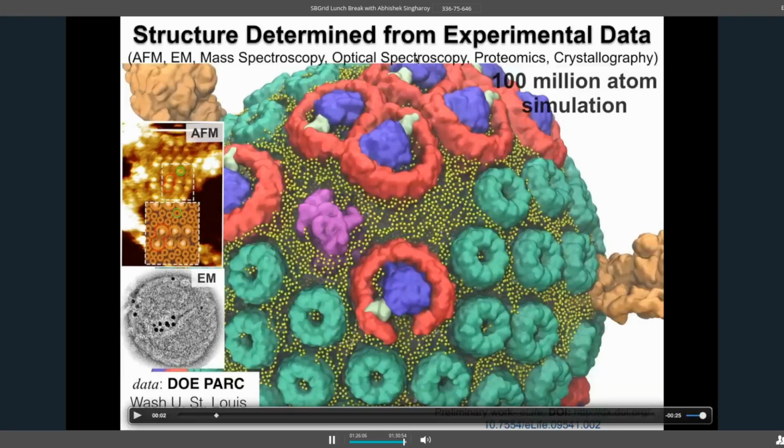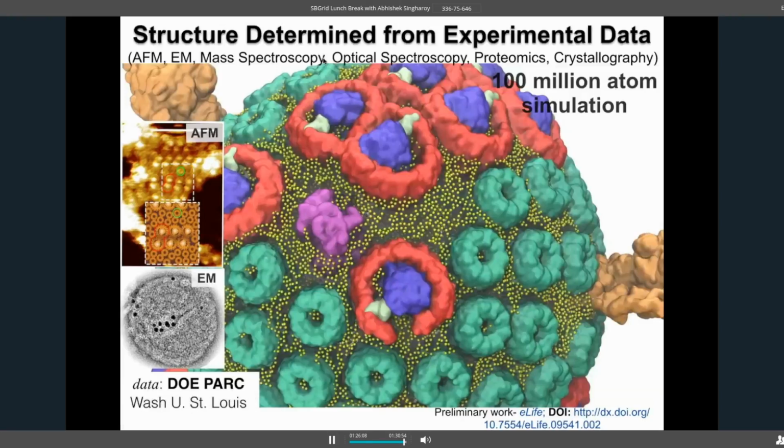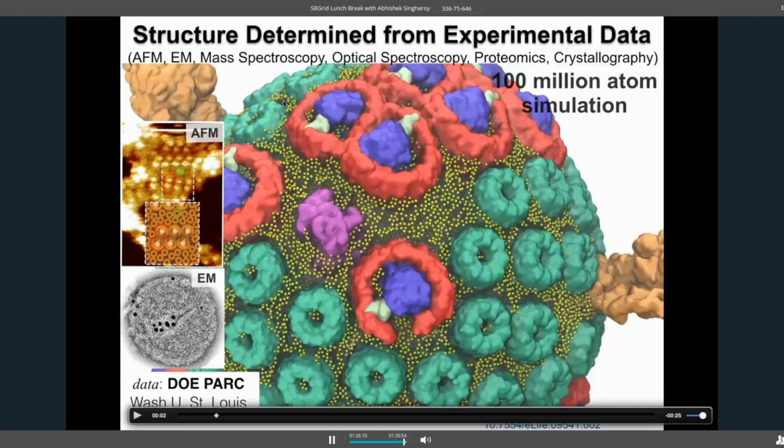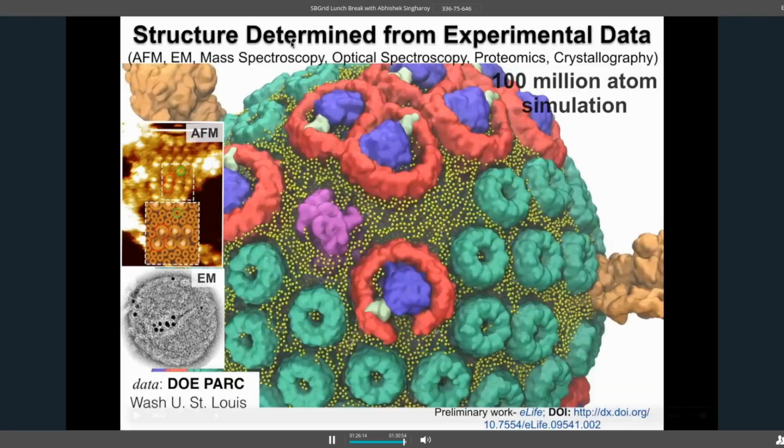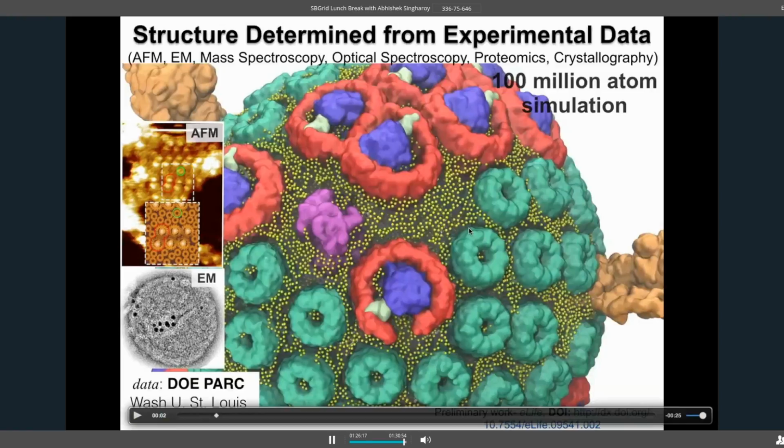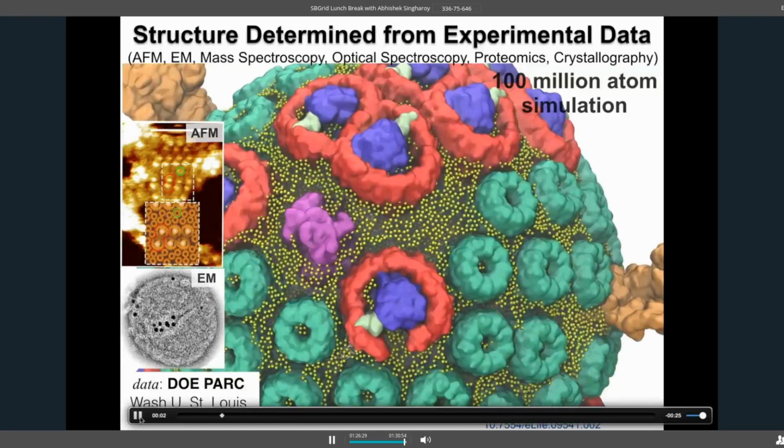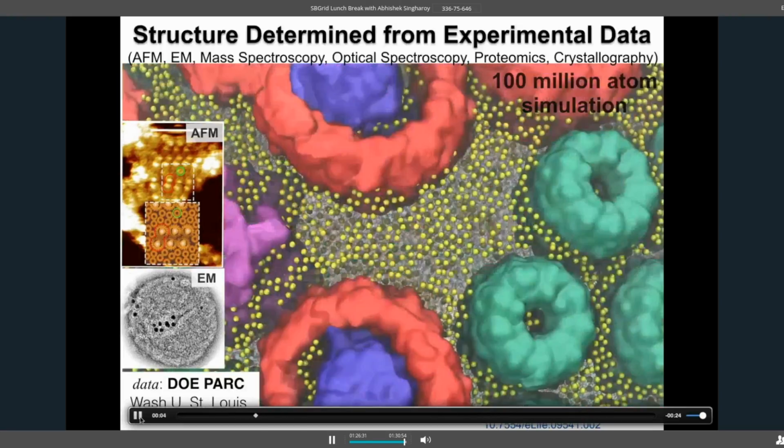So crystallography and electron microscopy data were used with MDFF, and then there were distance restraints, which I also showed for the AFM data. The mass spectrometry and proteomics data showed up purely in terms of contributing to the number of components present in the model. And then we constructed this model using MDFF, as I showed in the last slide.